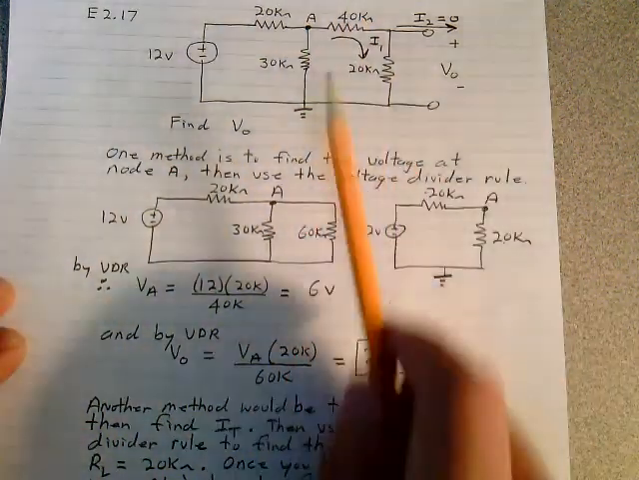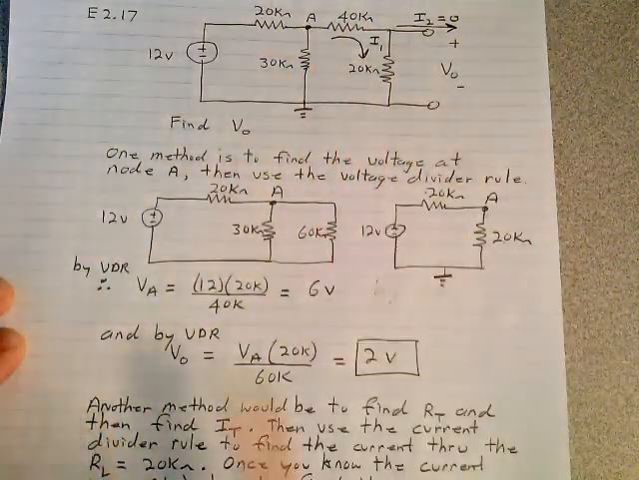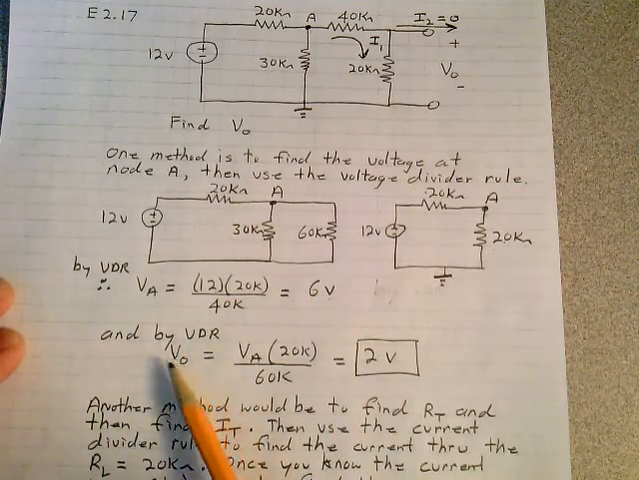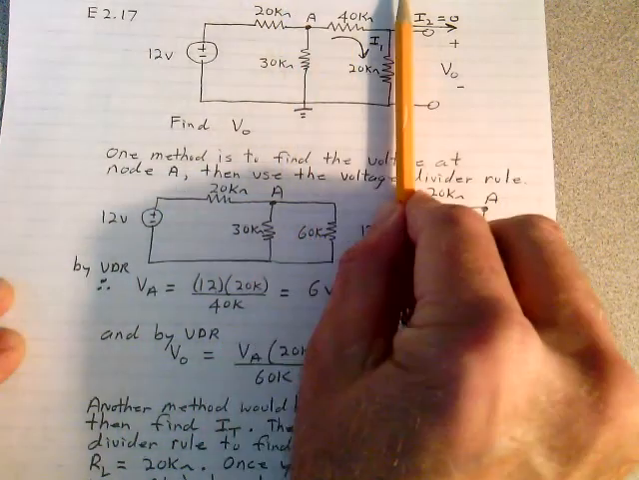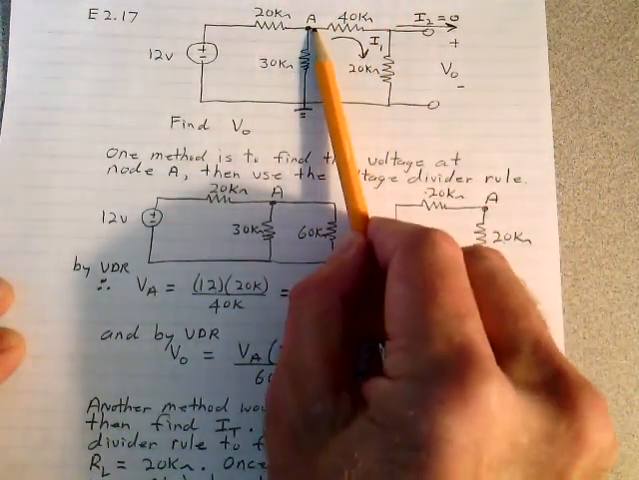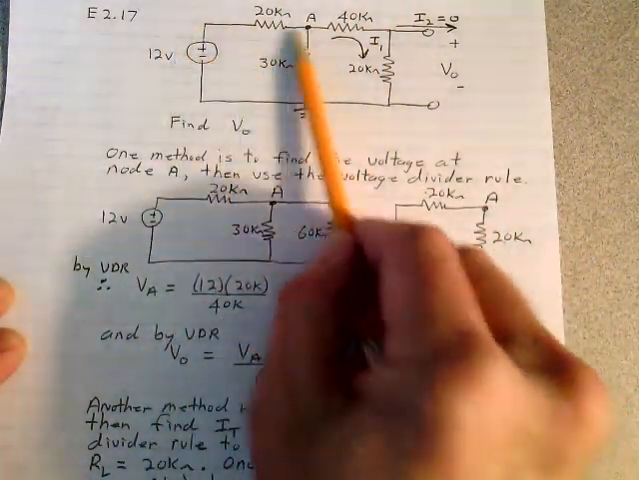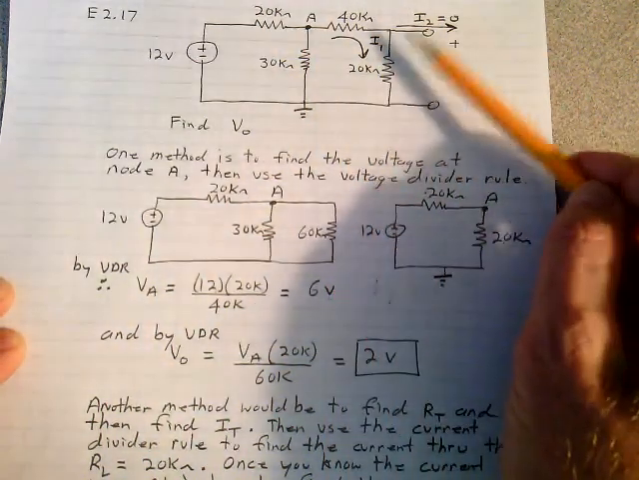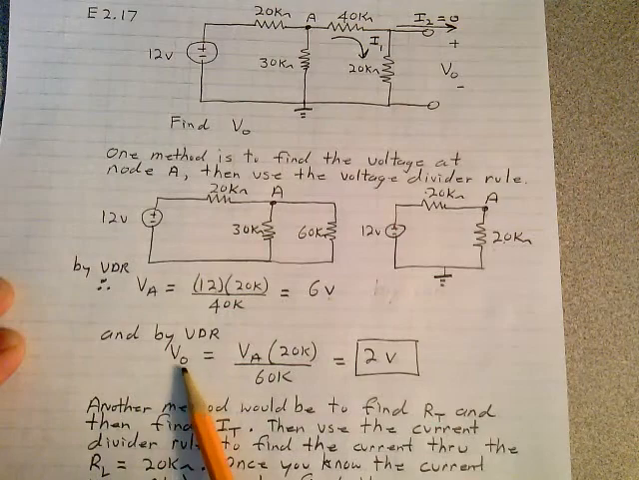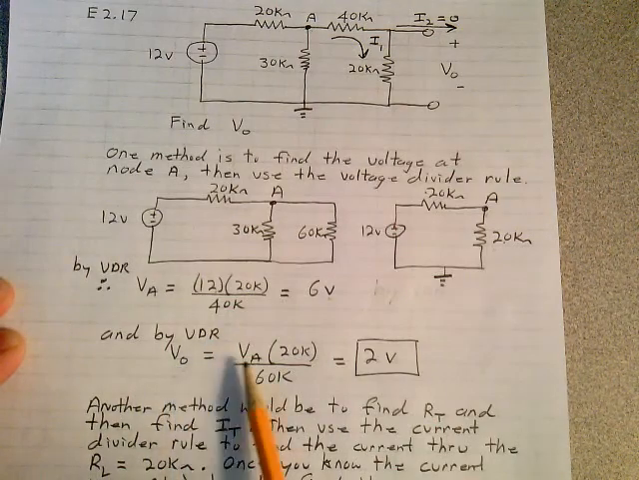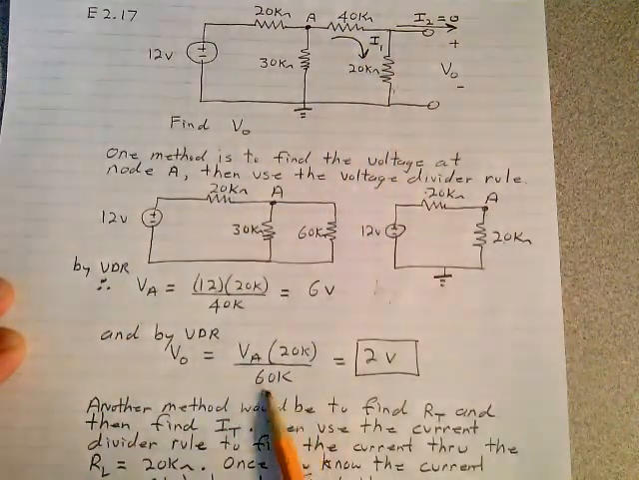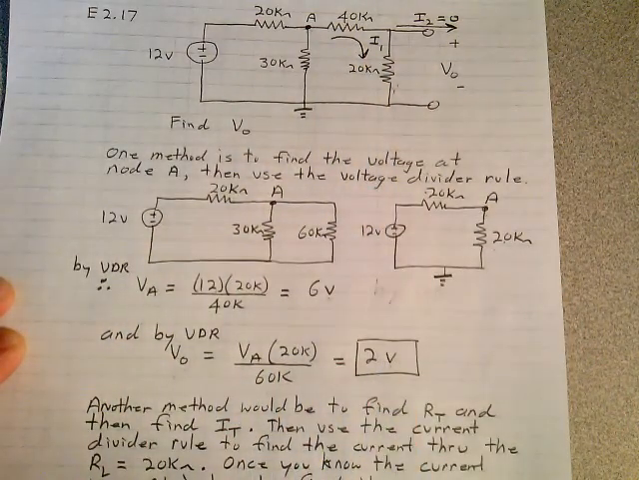You go back to the original circuit, and VA right there is 6 volts. And you use the voltage divider rule again, from this point, looking in this direction. You can just forget about this here. If that voltage right there is 6 volts, the voltage out across the output, using the voltage divider rule, is VA times 20 divided by the sum of the two, 60. It's 2 volts. There's your answer.